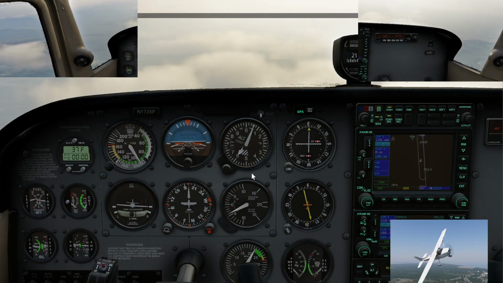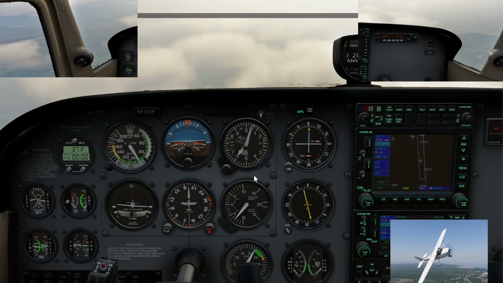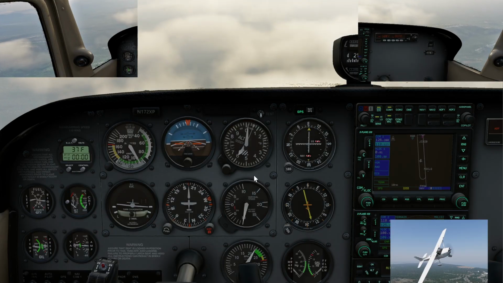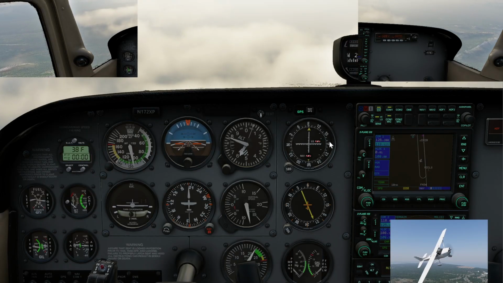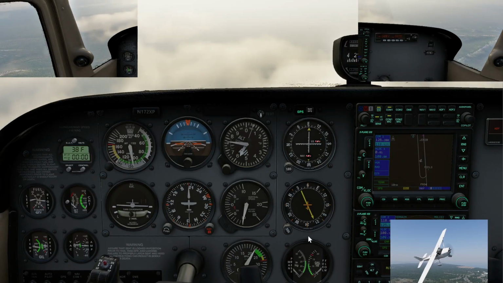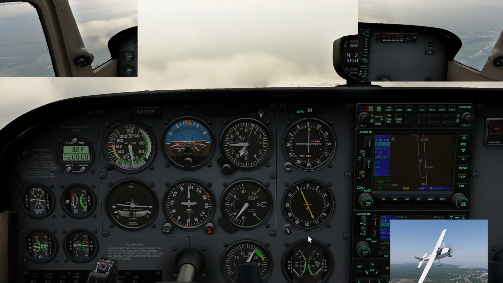What is our procedure turn? I already forgot. I could look at it here. 222, and the inbound's 42. So we're doing a right turn to 222.